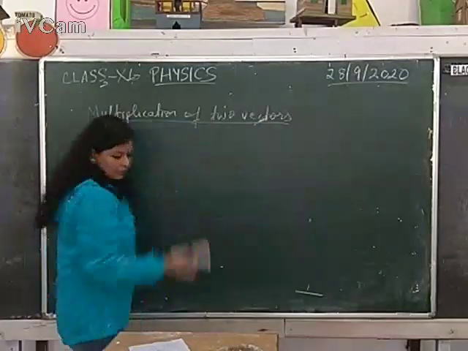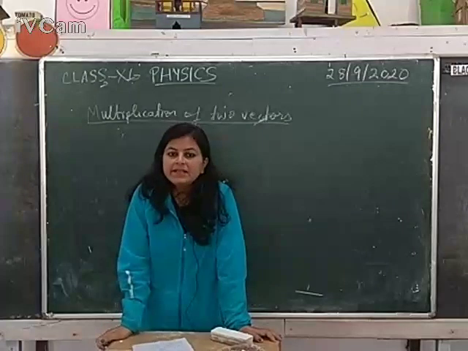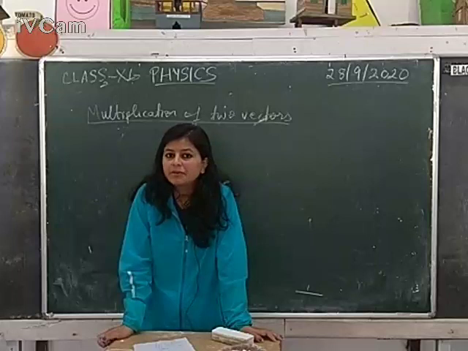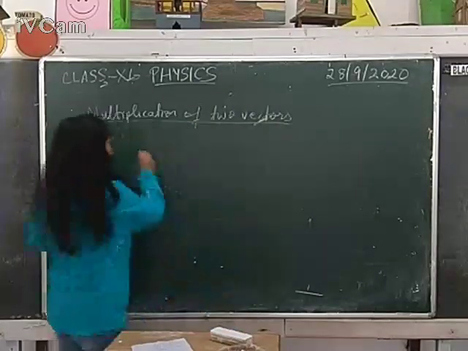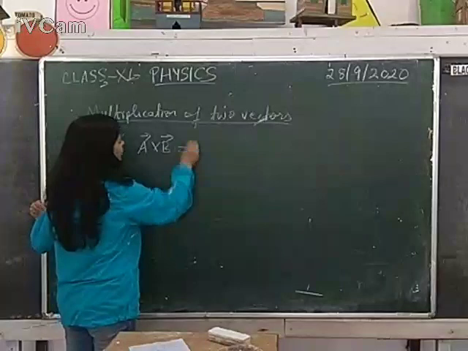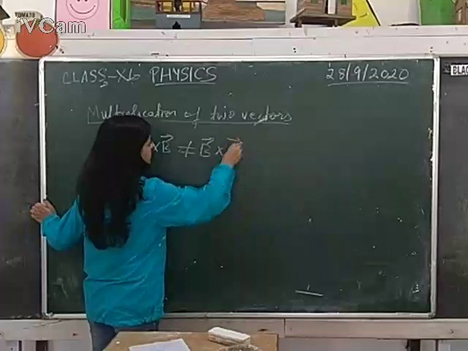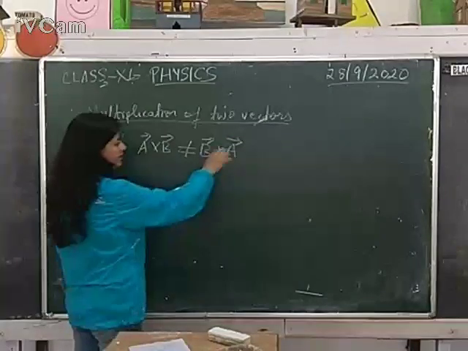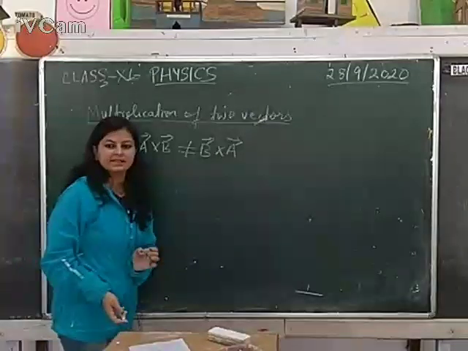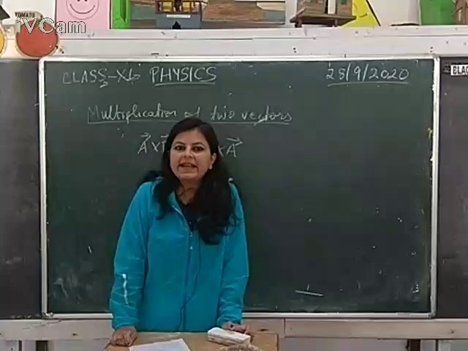Let's move on now to learn some properties of vector product. Firstly, it is distributive like a scalar product, but it is not commutative. Not commutative means A cross B is not equal to B cross A. If you change the order, you bring B here, take A there, and multiply them, you will not get the same result. The magnitude will be the same, but the difference is in the direction.